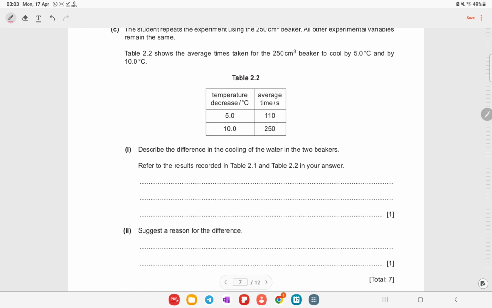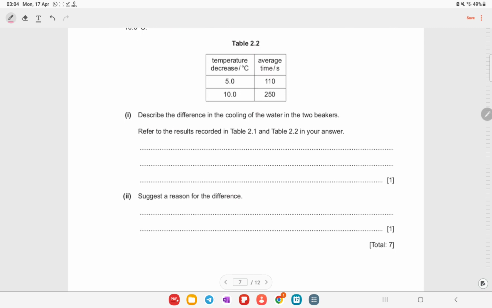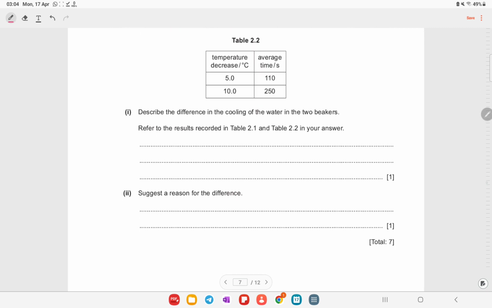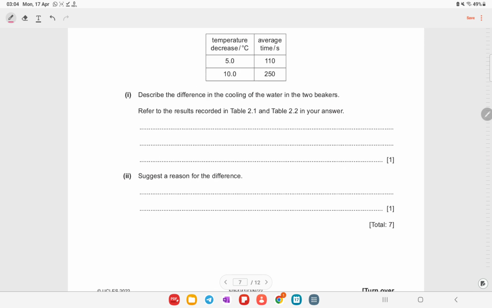The student repeats the experiments using a 250 cm³ beaker. All other experiment variables remain the same. Table 2.2 shows the average time taken for the 250 cm³ beaker to cool by 5 degrees Celsius, and by 10 degrees Celsius it's going to be this. Table 2.1 is like this. Describe the difference in cooling of the water in the two beakers. Refer to the results recorded in 2.1 and 2.2 in your results.